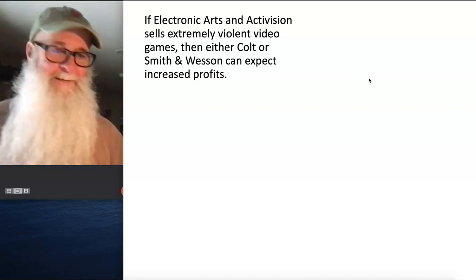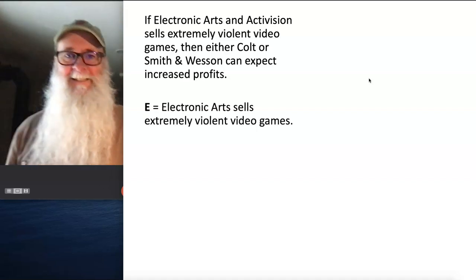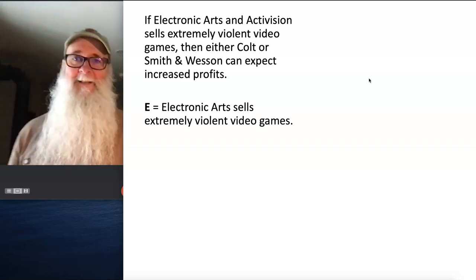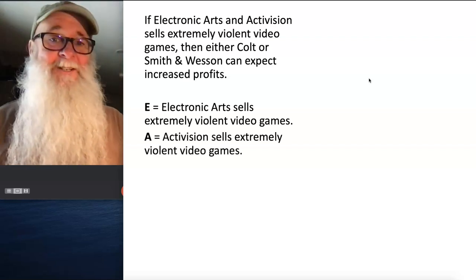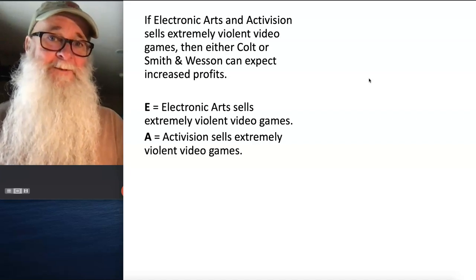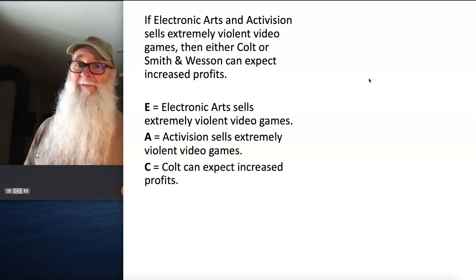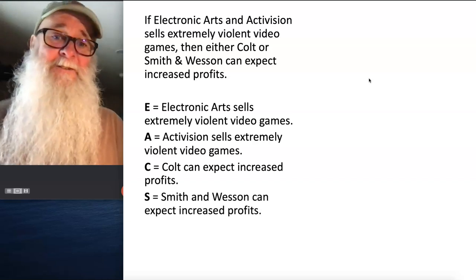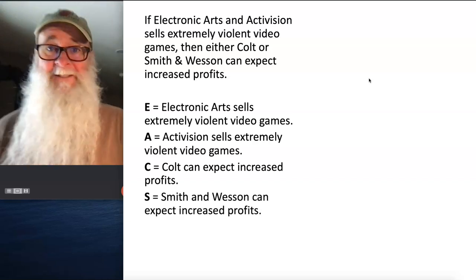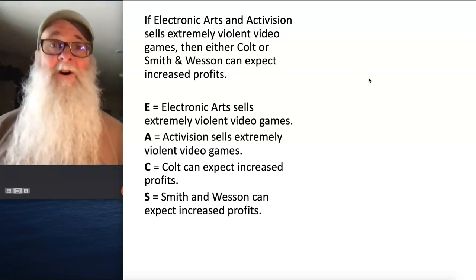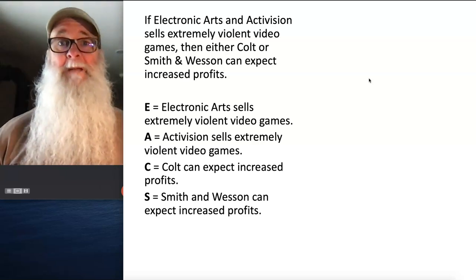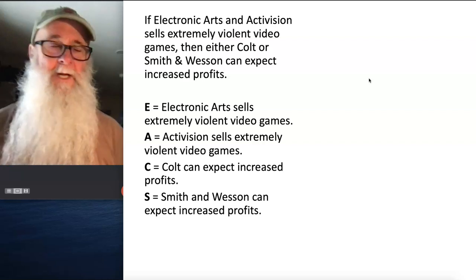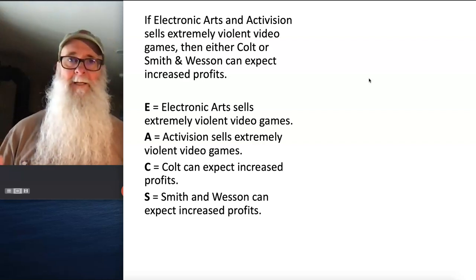All right, how many simple statements did you find? You found Electronic Arts sells extremely violent video games, yeah? You found Activision sells extremely violent video games as well, didn't you? Did you also find that Colt can expect increased profits? And did you find that Smith & Wesson can expect increased profits? Because if you did, you located all of the simple statements that make up this big compound statement. So then the question is, well, how do we represent this thing symbolically?